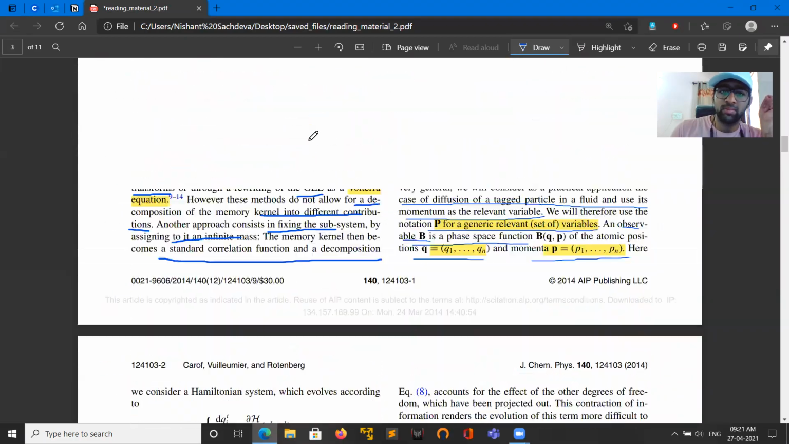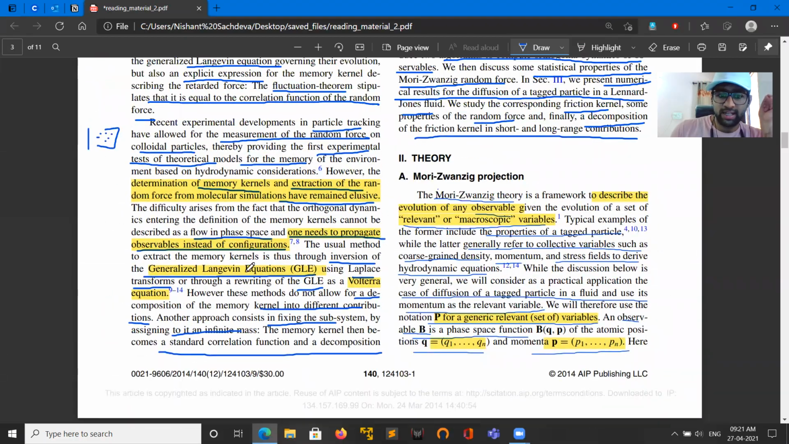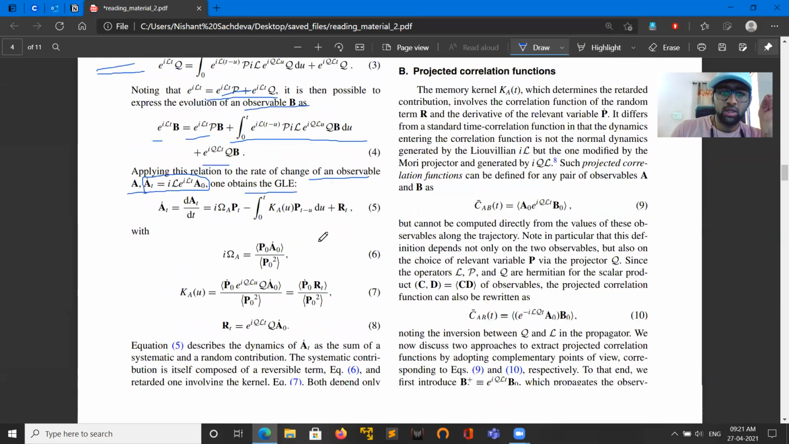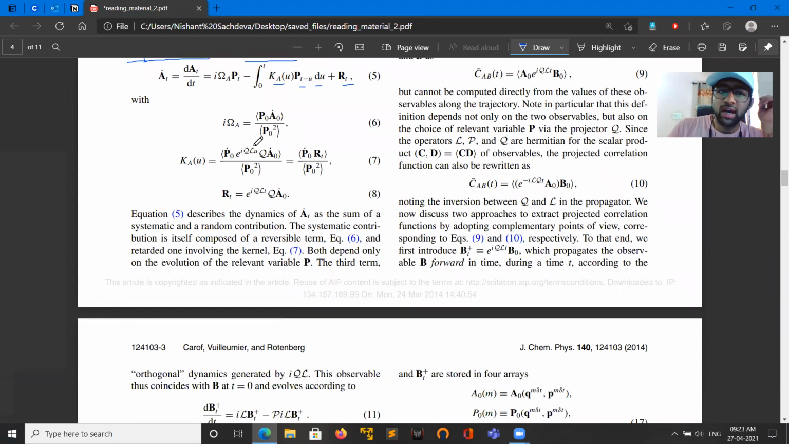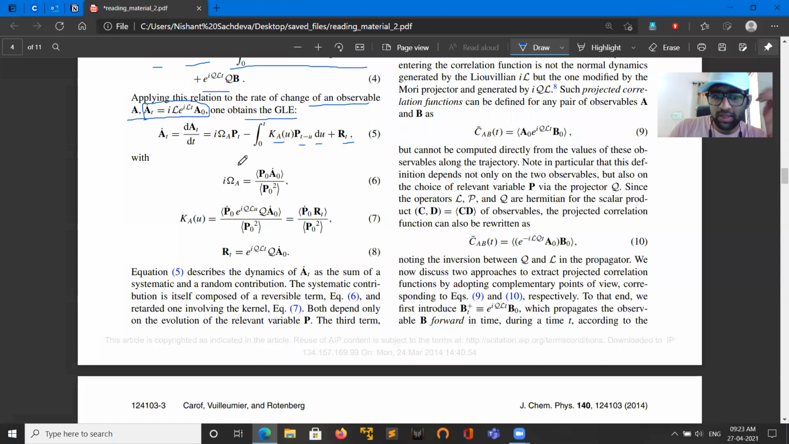What was GLE? Remember, GLE was the generalized Langevin equation. So we obtain the GLE. That is, A dot is dA by dt, that is i omega A p(t) minus the integral K_A(u) p(t minus u) du plus R(t), with i omega A, let's call the symbol omega for now, being this system of averages, and K_A(u).